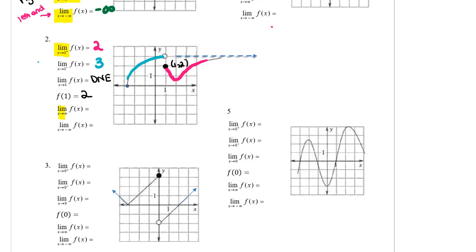Infinity is the right end of my graph, so my right end of my graph is headed towards that horizontal asymptote at y equals 3. The left end of my behavior, notice that my graph never does go to negative infinity. It looks like the furthest to the left my graph goes is somewhere between -2 and -3. And because my graph doesn't go to negative infinity, its limit does not exist.